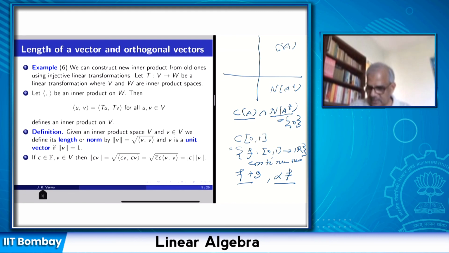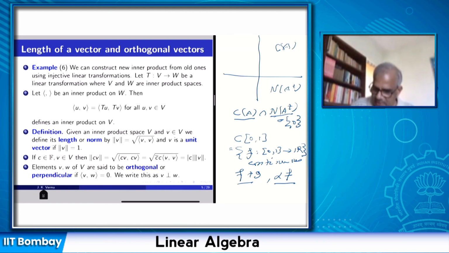And we say two vectors are orthogonal or perpendicular if their inner product is 0. This is again lifted from the usual dot product of vectors in R2 or R3, where when the dot product is 0, the vectors are perpendicular. Now the dot product is being replaced by the inner product in an inner product space. So we will say that two vectors are orthogonal or perpendicular if their inner product is 0, and we will write this as V perpendicular to W.